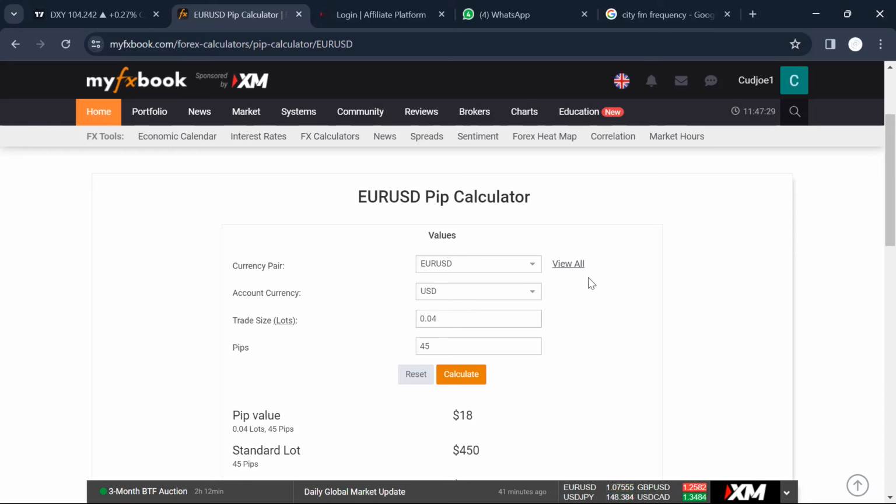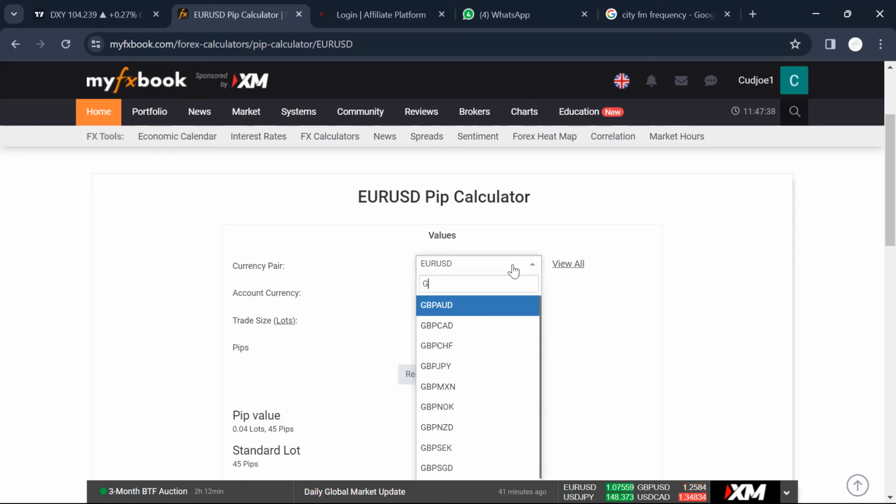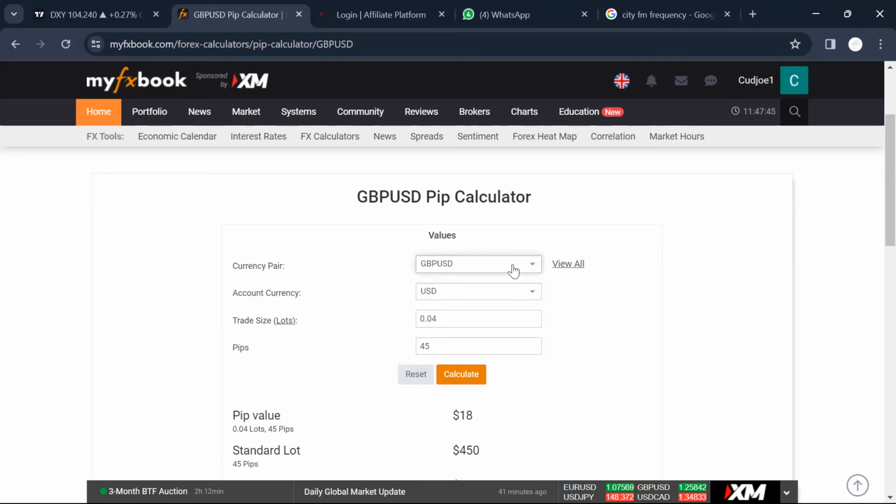Now, I want to prove to you that EU and GU are positively correlated, meaning they have the same amount, whatever. So let me just come down, click here, and type GBP USD. You see? The same value. You type there, you hit calculate. I've already clicked this, so it comes up automatically. That is it. So you see, 18 plus 18 will be 36. So that is it. You see that I'm within my risk management.